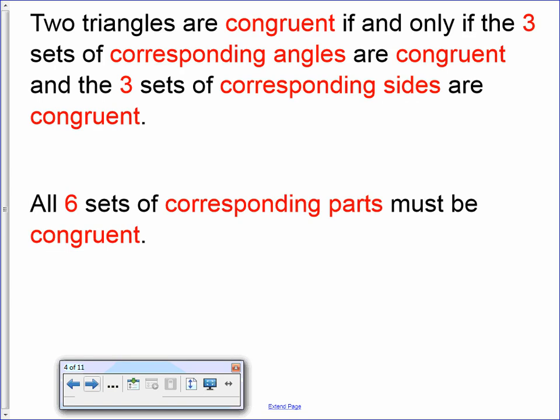Now, how do we know two triangles are congruent? Two triangles are congruent if and only if the 3 sets of corresponding angles are congruent and the 3 sets of corresponding sides are congruent. If you remember from our previous video, we said that with two triangles being congruent, there are 6 sets of corresponding parts, 3 sets of angles and 3 sets of sides. Well, if the two triangles are congruent, that means the 3 sets of angles are the same and the 3 sets of sides are the same. So all 6 sets of corresponding parts must be congruent in order to prove that two triangles are congruent.